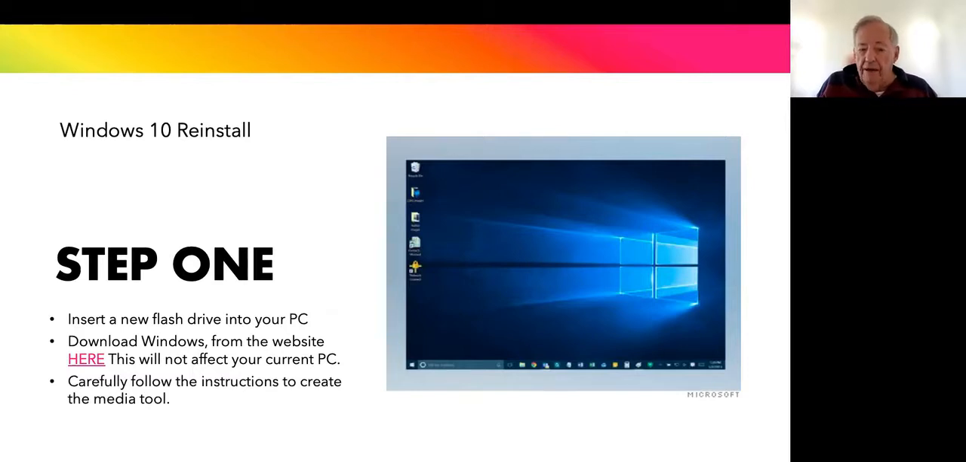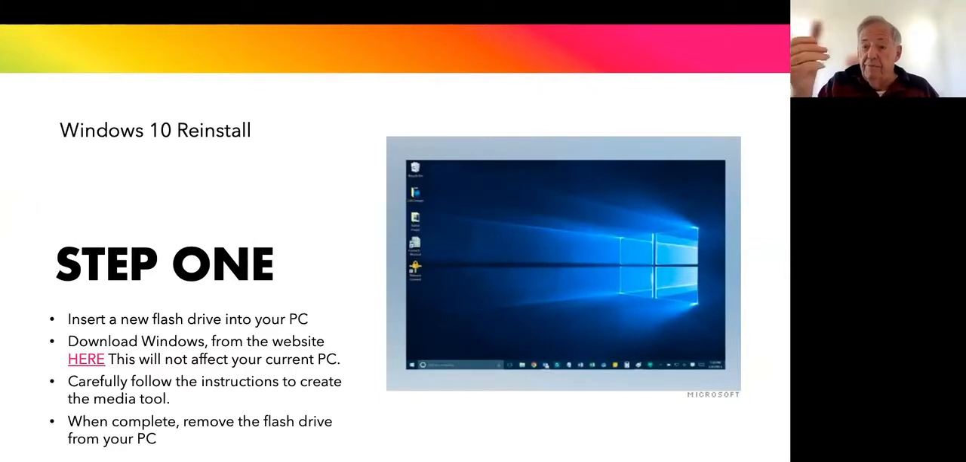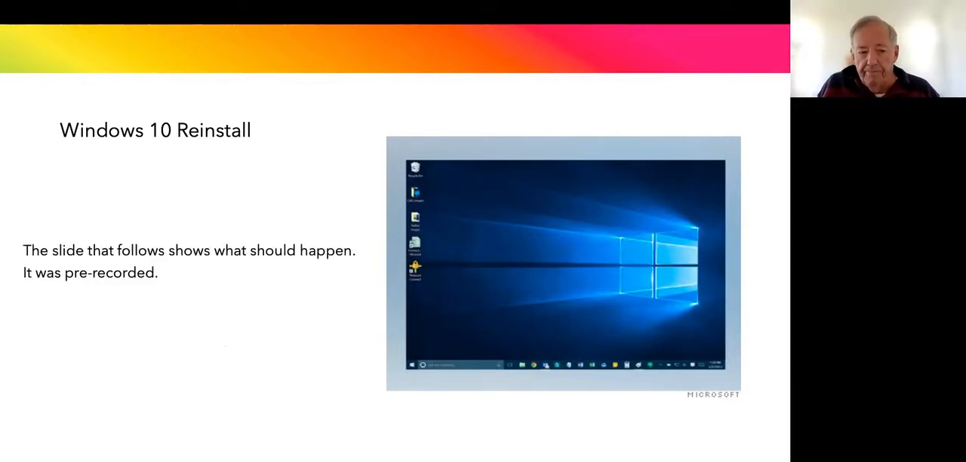And you need to carefully follow the instructions to create what Windows calls the media tool. They even provide this media tool. I'm going to show you a little video now that I made a little earlier to show you these steps. And when all the steps are through, you've got to remember to take the flash drive, the thumb drive, this little thing, out of your computer before you get on with doing whatever else you've got to do, because you'll be using that thumb drive on the old computer when it's time for you to do the reinstallation.